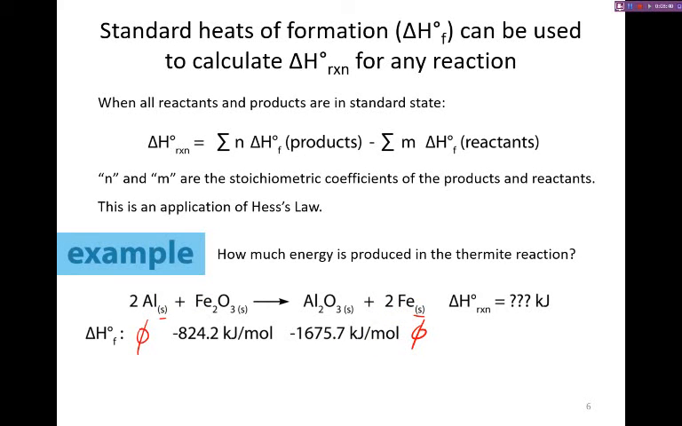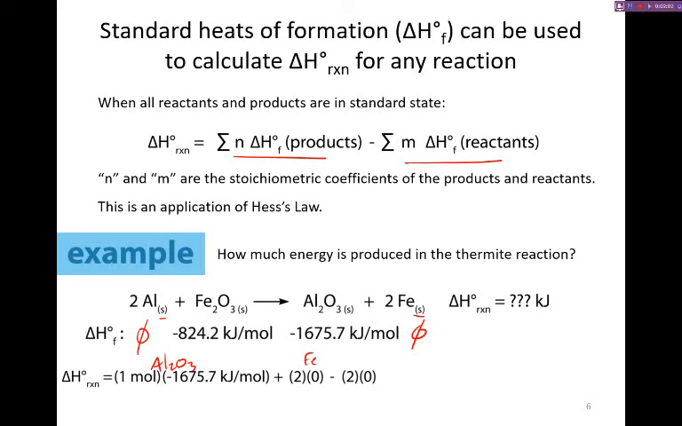So to find the enthalpy of reaction, we're going to take the sum of the products minus the sum of the enthalpies of the reactants, which is 1 mole of aluminum oxide times its enthalpy of formation plus 2 moles of iron, minus 2 moles of aluminum, which is 0, and then also subtracting the 1 mole of iron oxide. Combine that to get negative 851.5 kilojoules.